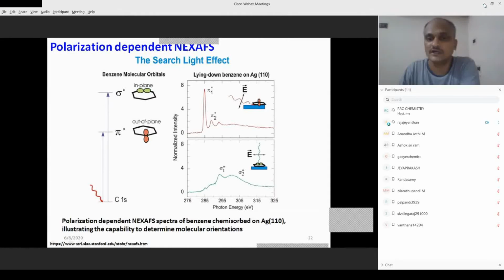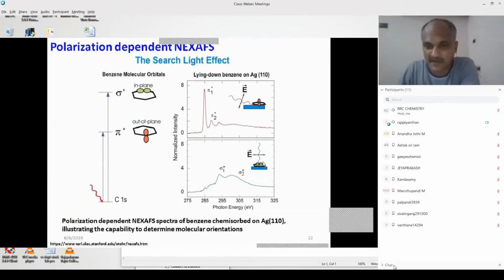But when the same electric field vector lies parallel to the sigma bonding, then you can get only the information relating to the sigma bonds, and this technique can be used to find out how the adsorbed molecules are adsorbed on the surface of the material, right?